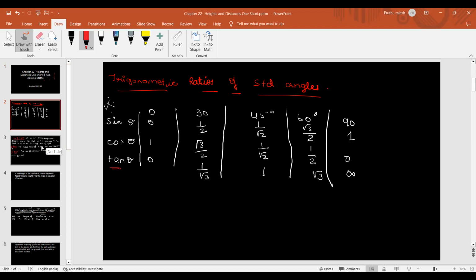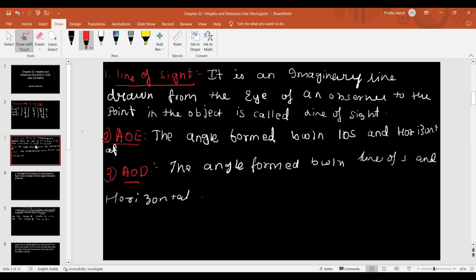Now let us begin by defining some basic terms in this chapter. First one is the line of sight. So what is this line of sight? Line of sight is an imaginary line drawn from the eye of an observer to the point on the object being viewed. I repeat again, it is an imaginary line drawn from the eye of an observer to the point being viewed, known as the line of sight.